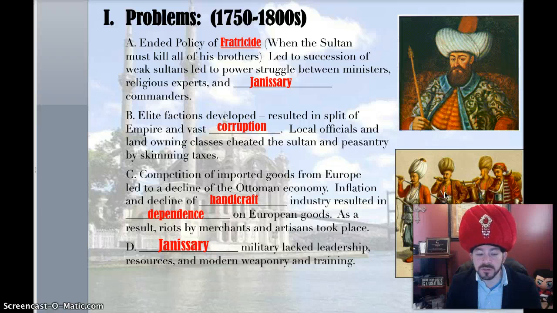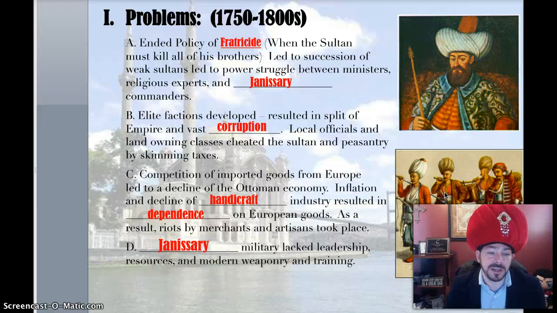Again, the last one there is the Janissaries, who started to lack leadership. They lacked resources, modern weaponry, and now they're going to do everything they can to keep their position in society. And you're going to see they get very desperate many times to keep their position because they're threatened by modern technology. So these are some of the internal problems.